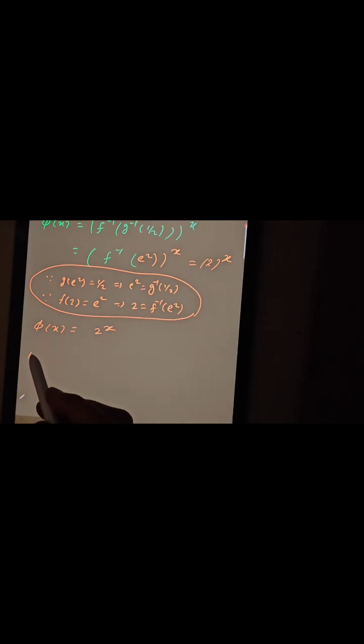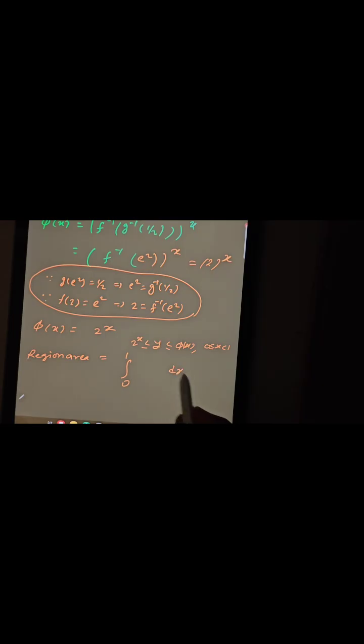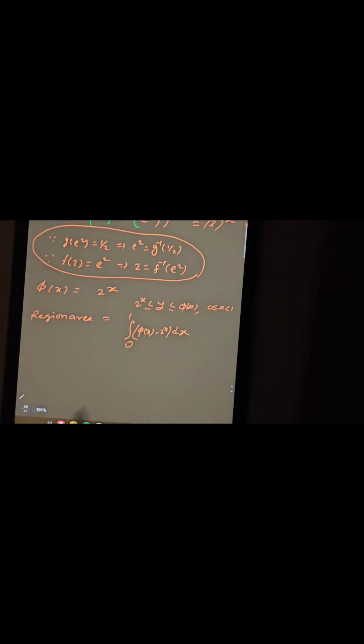Now you have to find the area. Okay, region area, which is such that y is lying between 2 power x and phi x, and your x is lying between 0 and 1. So we'll use the integration concept, that 0 to 1 x is varying and the function, dx, and your function y is varying from 2x to phi x, means phi x is the greater one minus 2 power x. Clear? This way we will integrate.